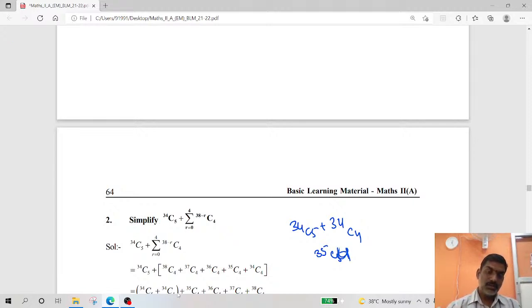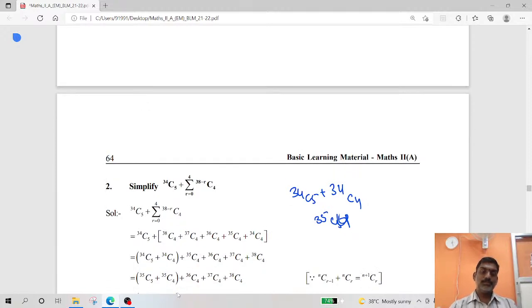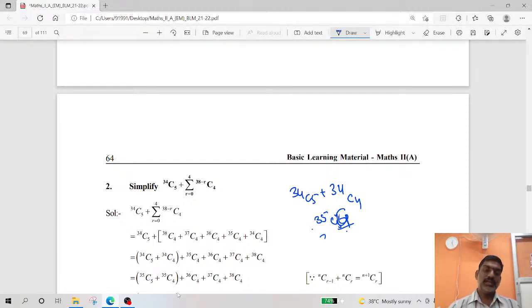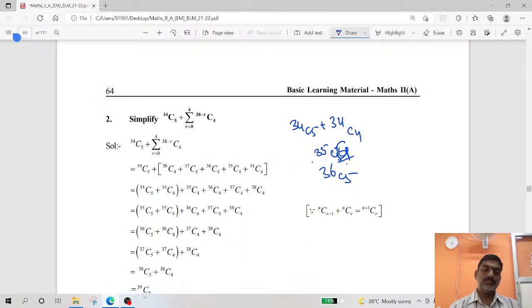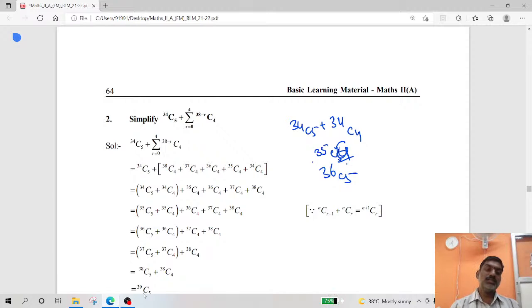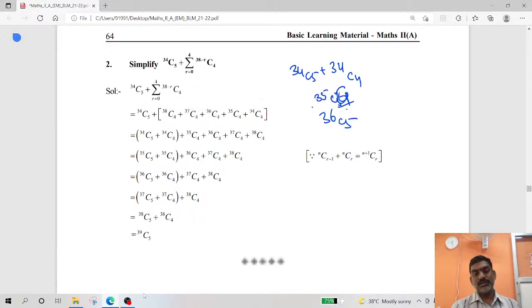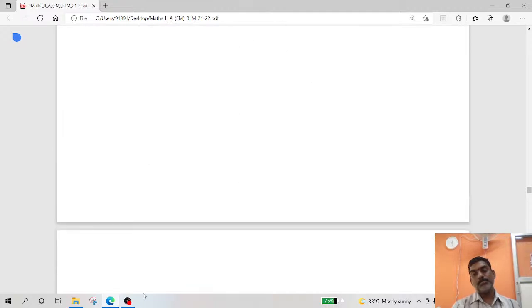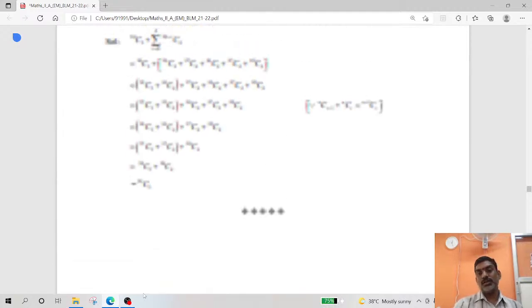Now 35C5 plus 35C4. Again this is 36C5. 36C5 plus 36C4 is 37C5. 37C5 plus 37C4 is 38C5. 38C5 plus 38C4 is 39C5. That is the answer. That's about the topic called combinations.